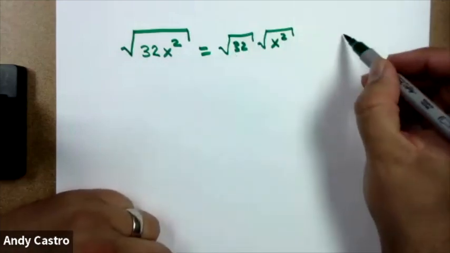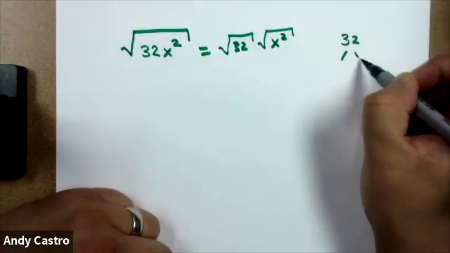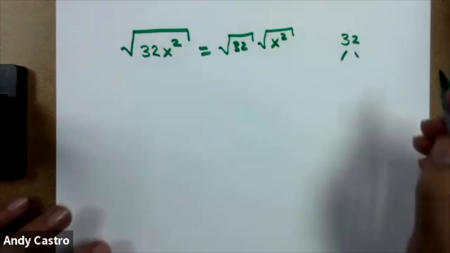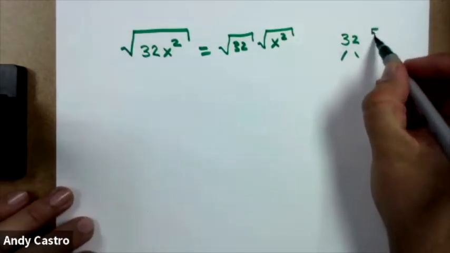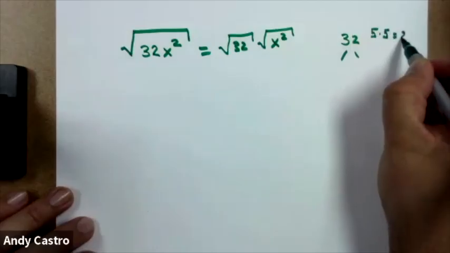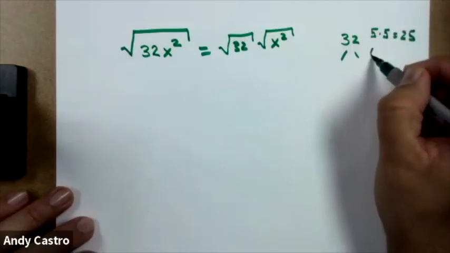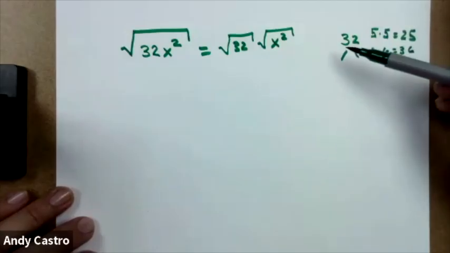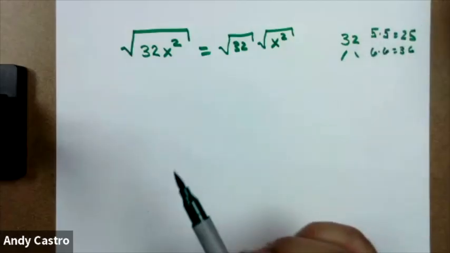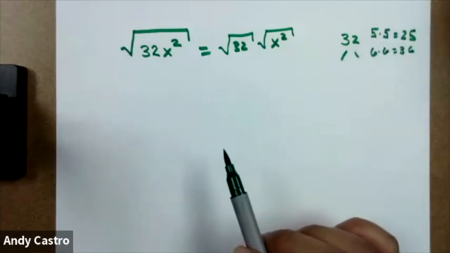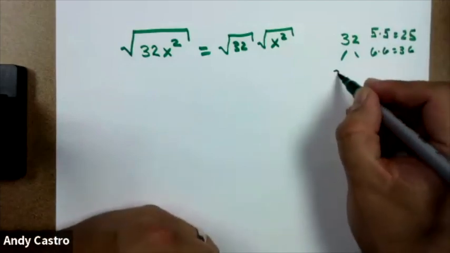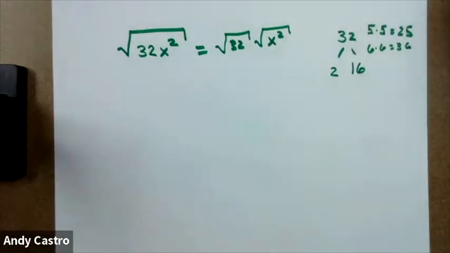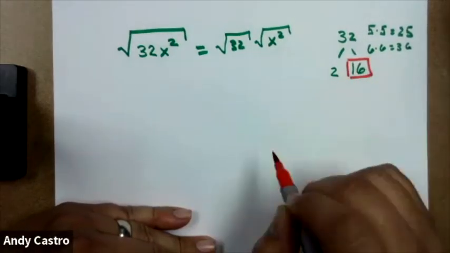But let's look at this 32, okay? There's no direct thing that gives me 32 as an easy square, right? 5 times 5, if I look at that, that's 25. That's too low. If I look at 6 times 6, that's 36. It's too high. So this number is going to be between 5 and 6. Okay. So let me go ahead and divide that 32 by 2. 2 times 16. And you may notice immediately, oh, I've got a perfect square in there.